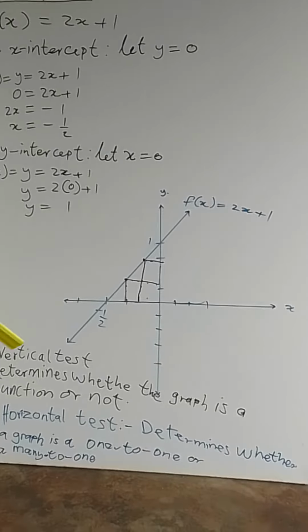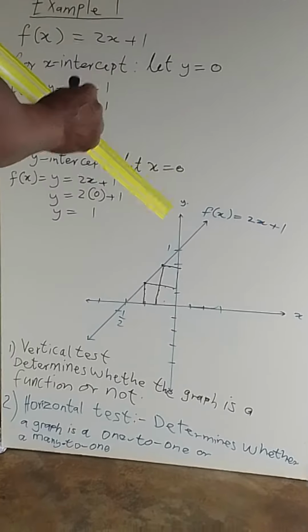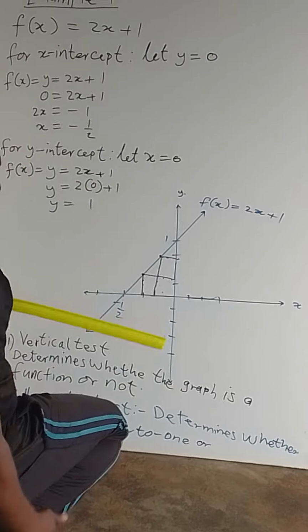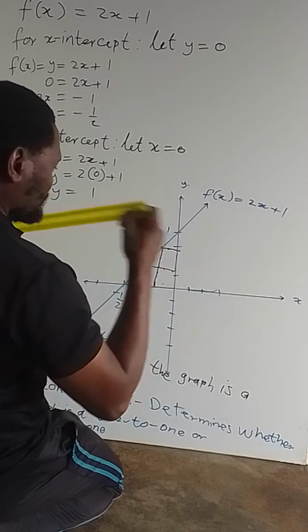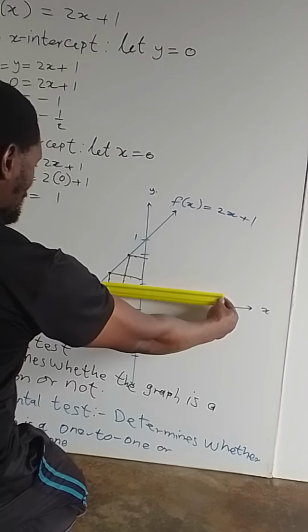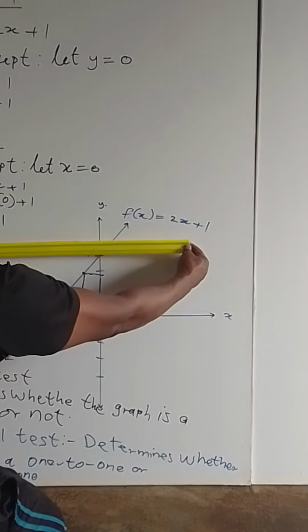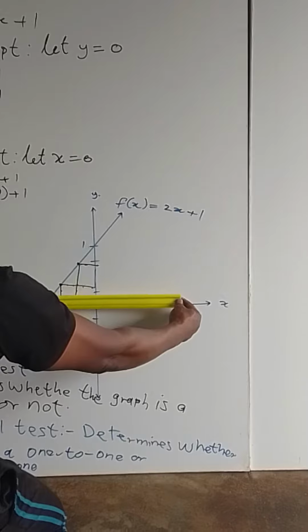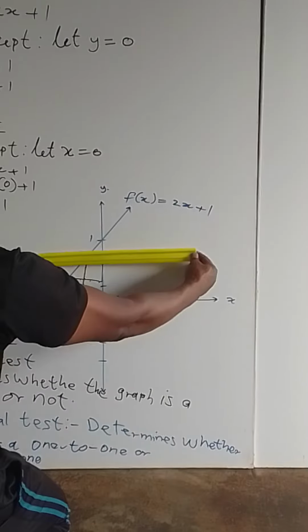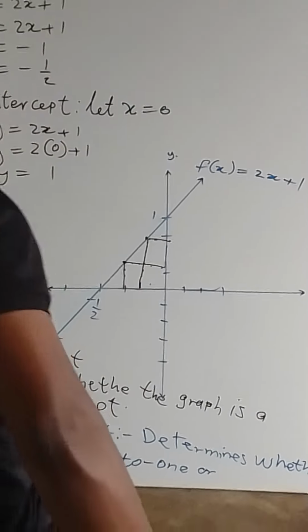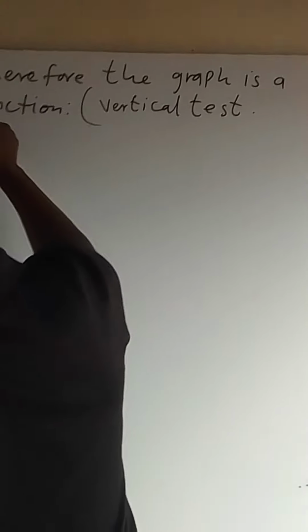Now let's go for number 2, because we have identified that this is a function. Now let's check if the horizontal test is going to tell us it's a 1-to-1 or many-to-1. This goes with what? A horizontal test. You're moving it up and down. As you can see, the ruler moves up and down. It touches one value of x and one value of y. It means that it's a what? It's a 1-to-1 function.